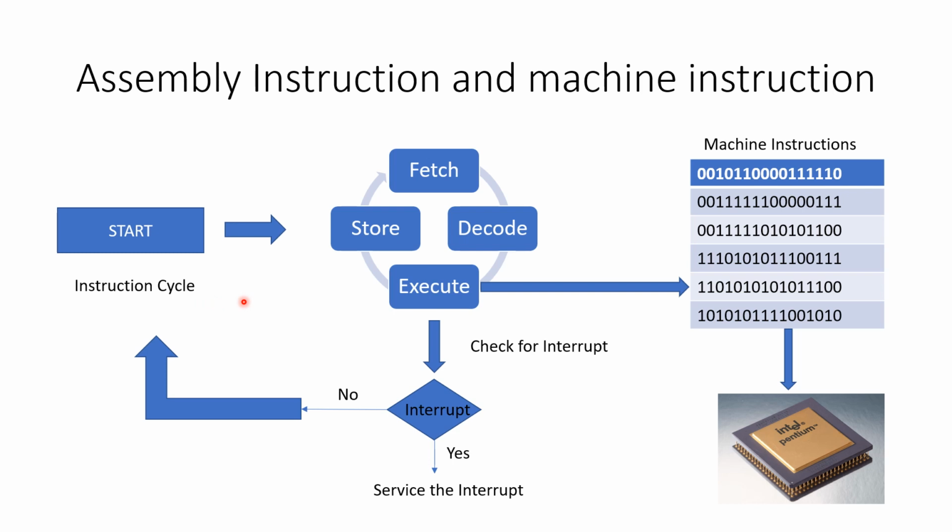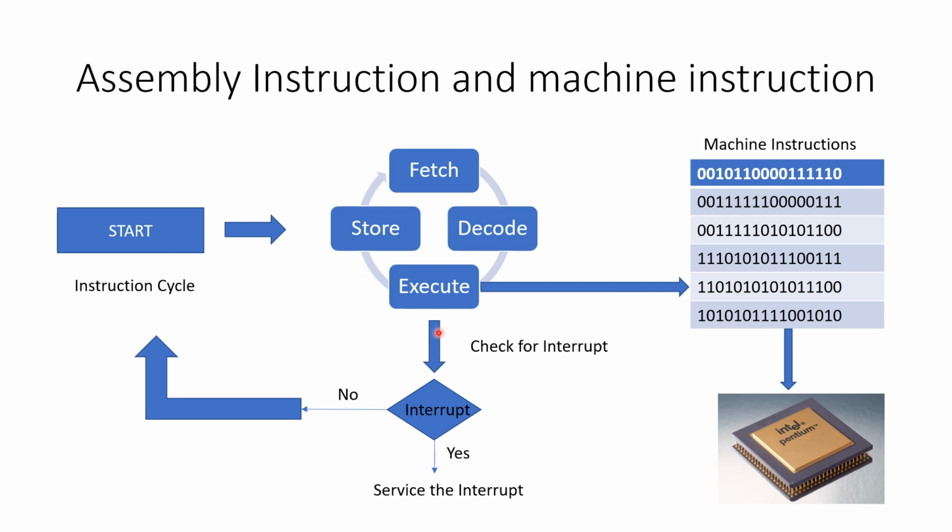fetch, decode, and execute. Sometimes indirectly, we also have to point out the store operation. Fetch is all about getting the data from the memory or from the IOs, the input output units, and decode is all about understanding the instructions and then executing them on the processor. Indirectly, we also point out that when an operation is completed, the data has to be stored in the memory.